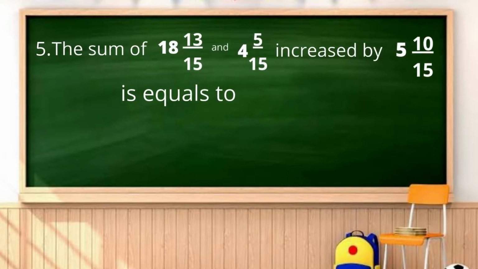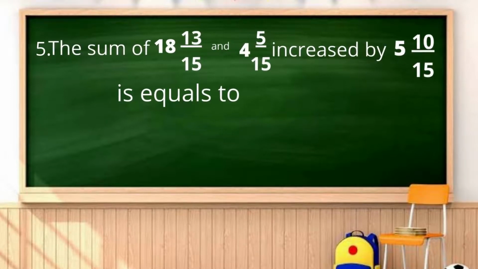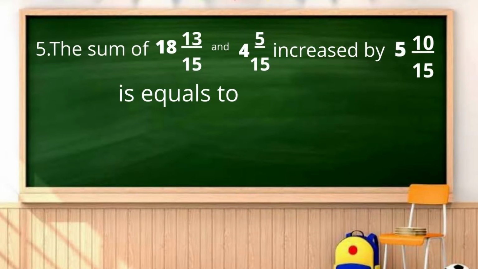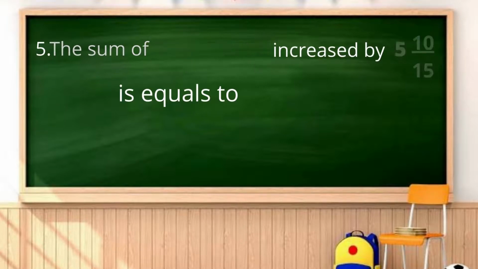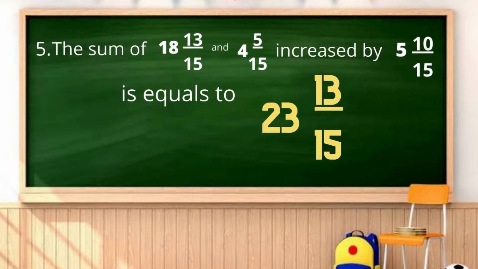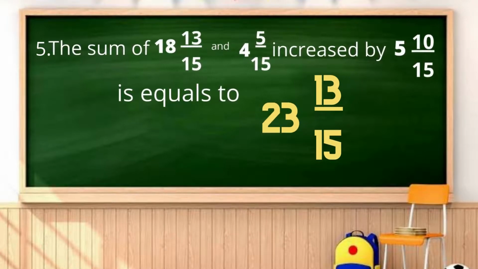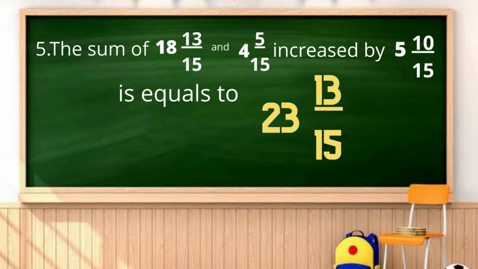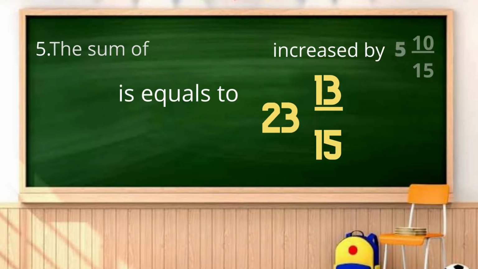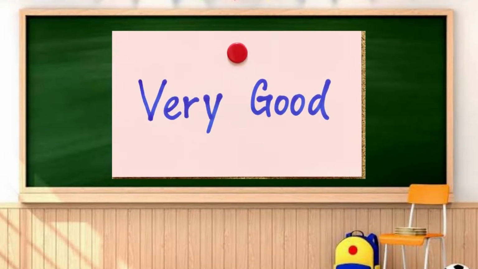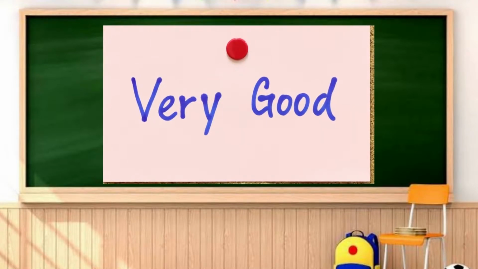And lastly, item number 5. What is the sum of 18 and 13/15 and 4 and 5/15 increased by 5 and 10/15 is equal to? How many? That's right. The answer is 23 and 13/15. Who got 5 correct answers? Very good. Congratulations, kids, for doing great for today's lesson.